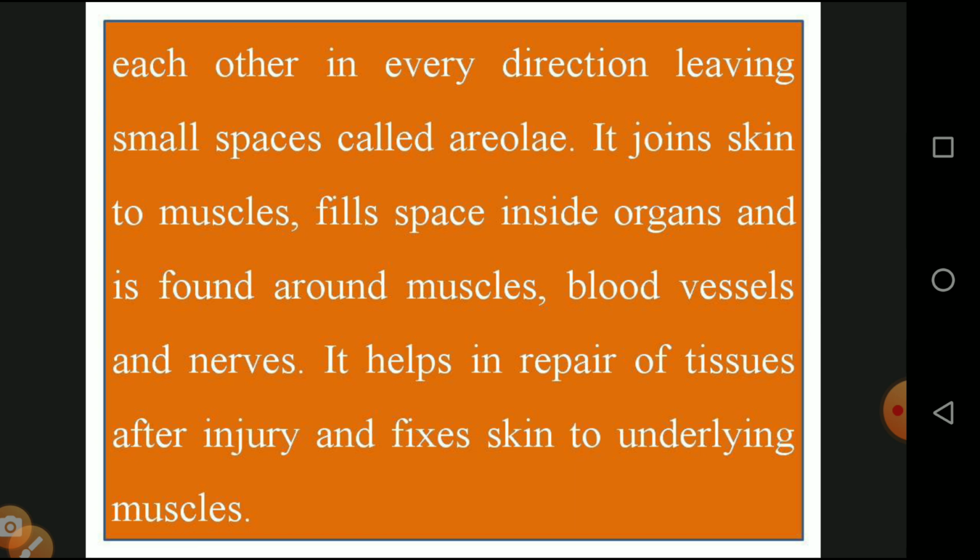It is found in the skin and muscle, and fills the space inside organs and around the muscles. Lungs, heart and kidneys all have spaces inside, made with this type of tissue. It is found around blood vessels and nerves. A blood vessel is a tube-like structure in which blood moves, and nerve cells carry chemical and electrical stimulus. This tissue helps to repair tissues after injury and keeps the skin and underlying muscles flexible.